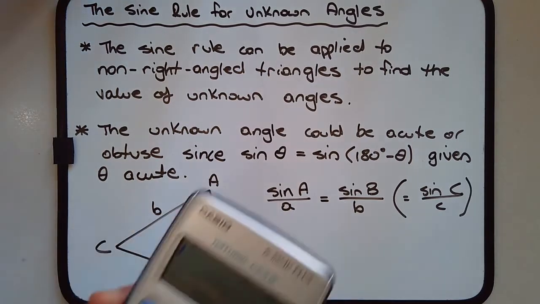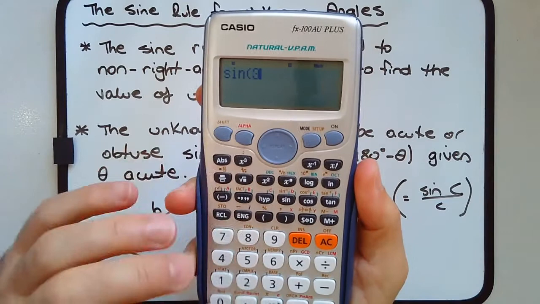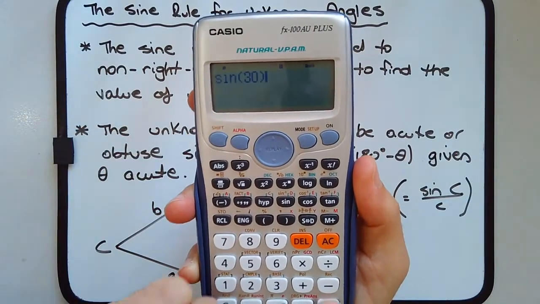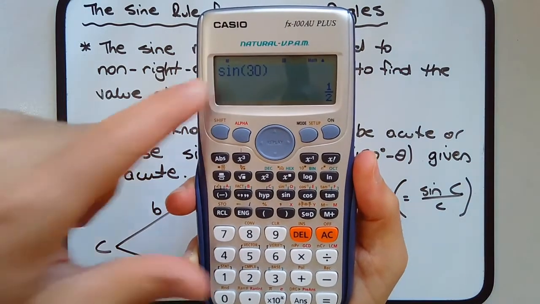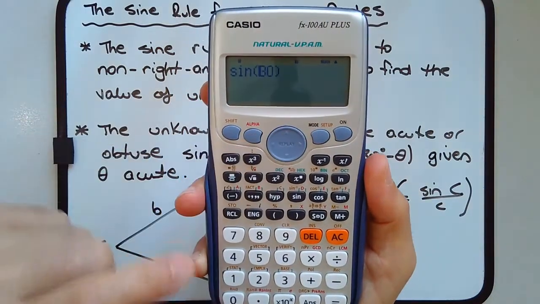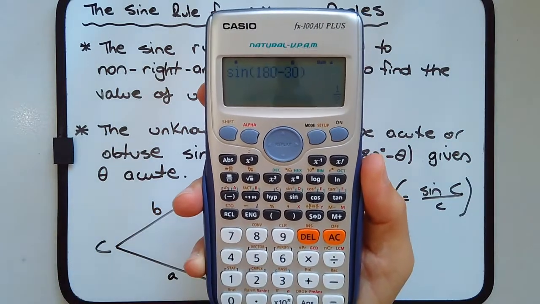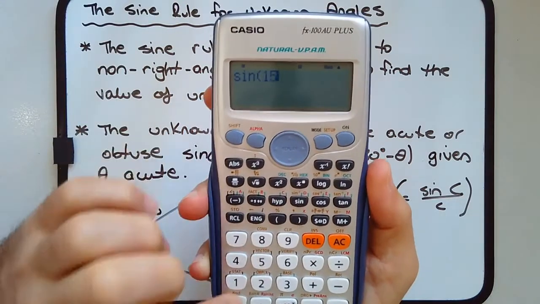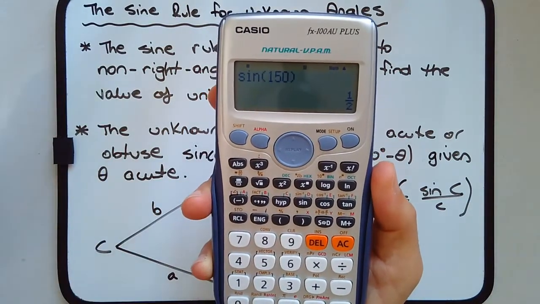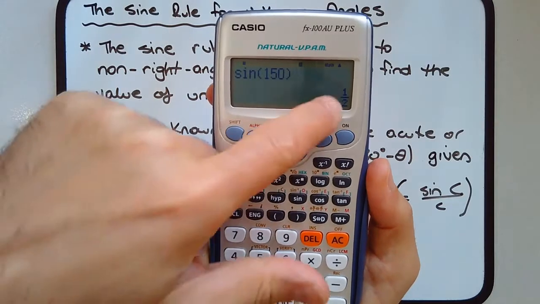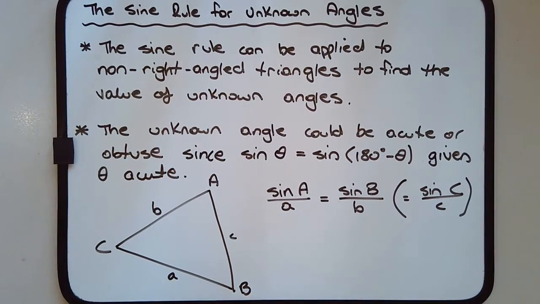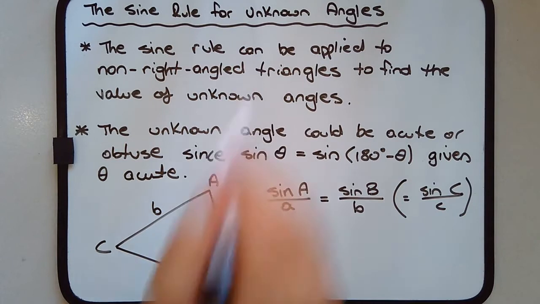Let me give you an example. If you take sine of 30 degrees, that could be the unknown angle in the triangle. Sine of 30 is a half. But what about 180 degrees minus 30? It's also a half, and 180 degrees minus 30 is 150. So sine of 30 and sine of 150 degrees give you exactly the same ratio. We need to be mindful of that when attempting problems that involve the sine rule for angles.